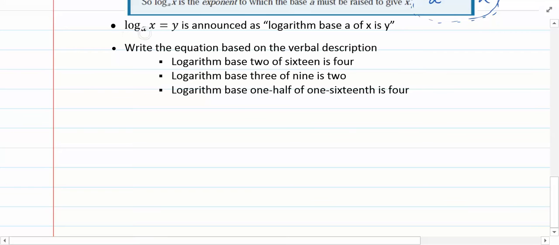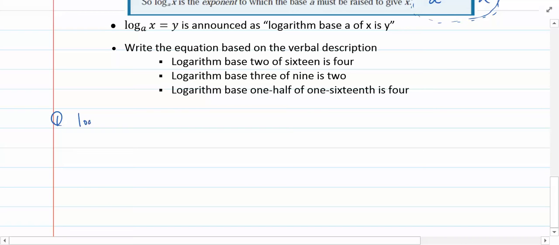Again, logarithm base a of x equals y. That's how we announce it here. Logarithm base a of x is y. Get used to using that terminology, please. If I would give you a word problem, or if I were to give you a verbal representation of this expression, I'd like for you to rewrite the equation. Logarithm base 2 of 16 is 4. Logarithm base 3 of 9 is 2. Logarithm base 1/2 of 1/16 is 4. So let's try this first one.